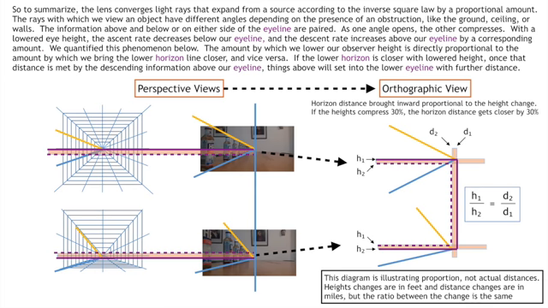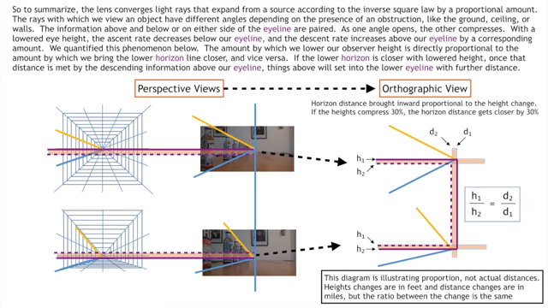So to summarize, the lens converges light rays that expand from a source according to the inverse square law by a proportional amount. So the light expands out toward us exponentially, and it is then converged behind our retina to a focal point, and inverted along the back of our retina and sent to our brains to reconstruct the image in a linear fashion. The rays with which we view an object have different angles depending on the presence of an obstruction like the ground, ceiling, or walls.